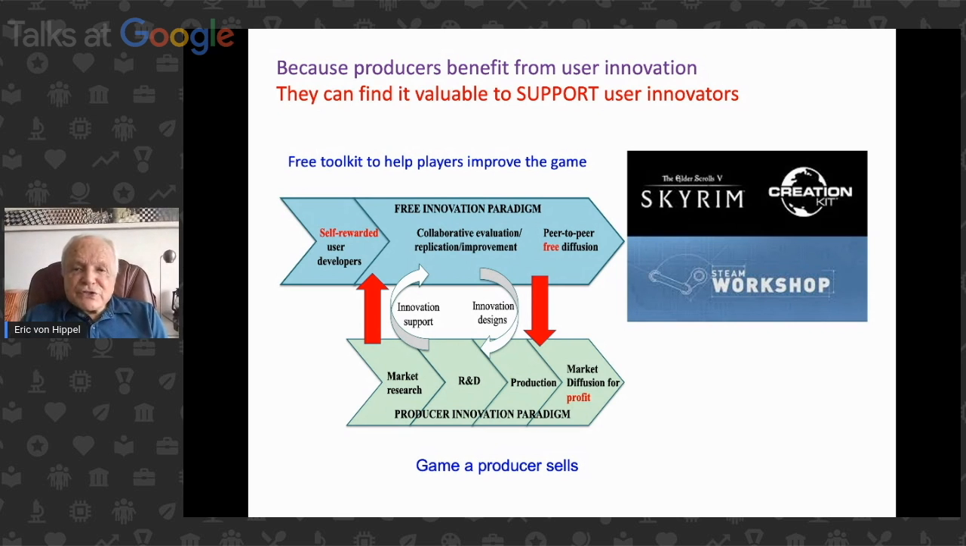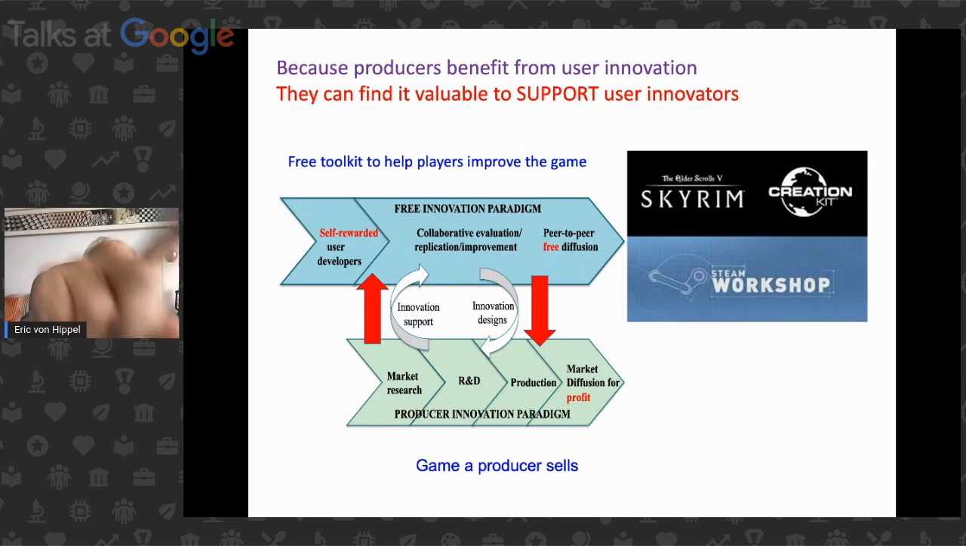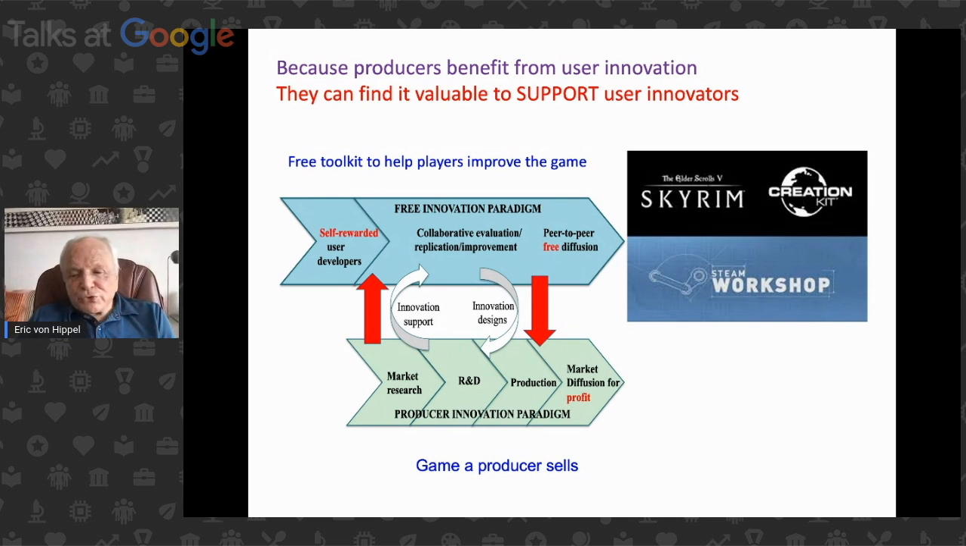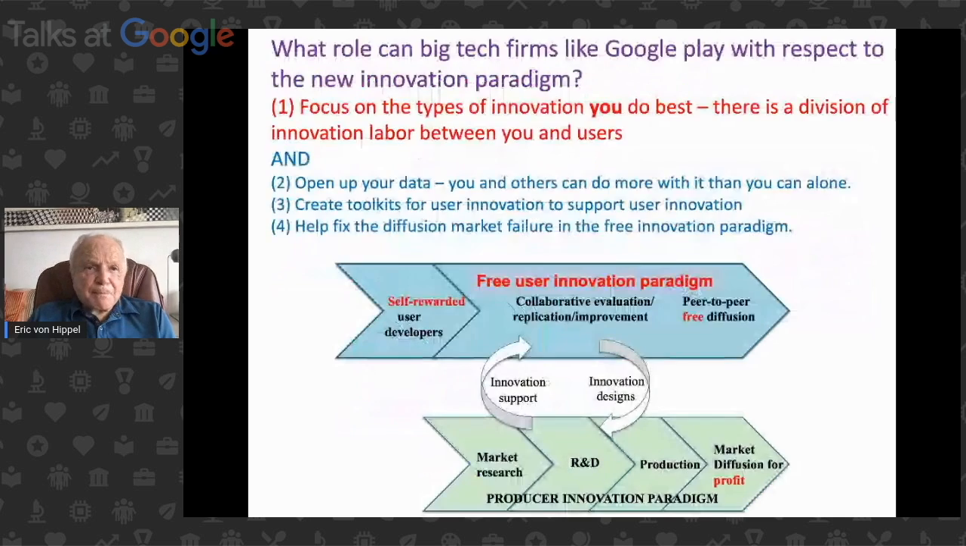For example, Steam Workshop, put out by Valve, as a way for users to be assisted with tools to develop games, which in turn might then be of value to the game producer, either directly or indirectly. So what you see there is two arrows. You see the arrow of innovation support, namely they've created a toolkit. Coming up from the producer and going down to the producer is valuable game designs.